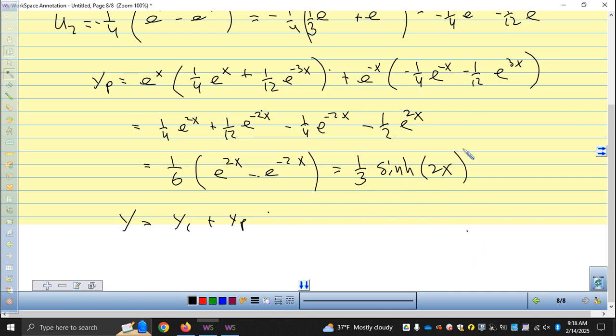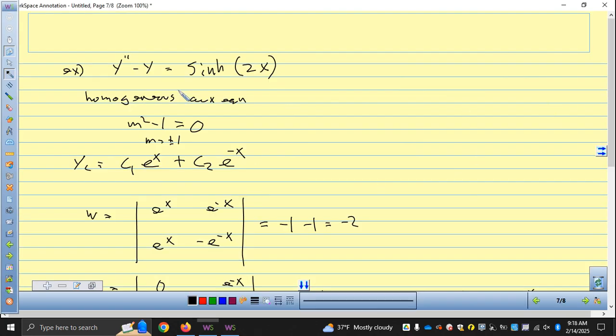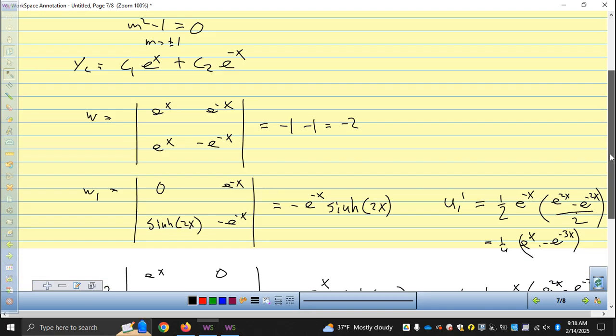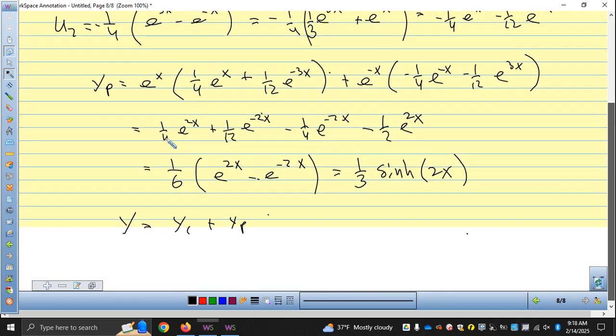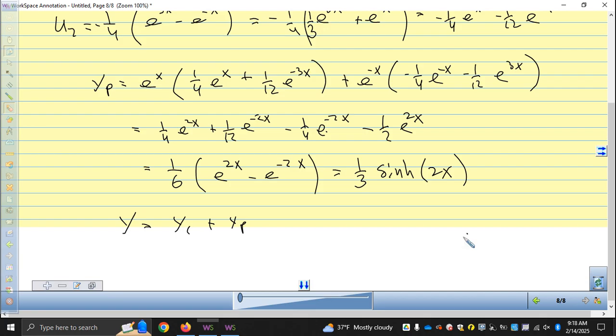So based on this, could we have done this using undetermined coefficients? Yeah, because sinh is the sum of exponential functions. So we could have used undetermined coefficients to do this one as well. But wasn't this way more fun? All this nice algebra? There's no chance I don't mess up a negative sign like this. Yes, you can use variation of parameters on anything that you could use undetermined coefficients on.